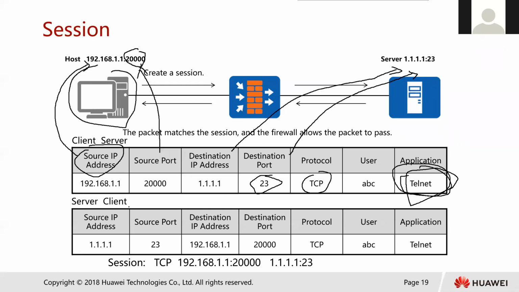Also, this is the server and the client. If the server wants to communicate with the client, the session table will be the opposite one: the source will be the server, and the destination will be the client. The session includes five things: IP address, port, protocol, user, and application.